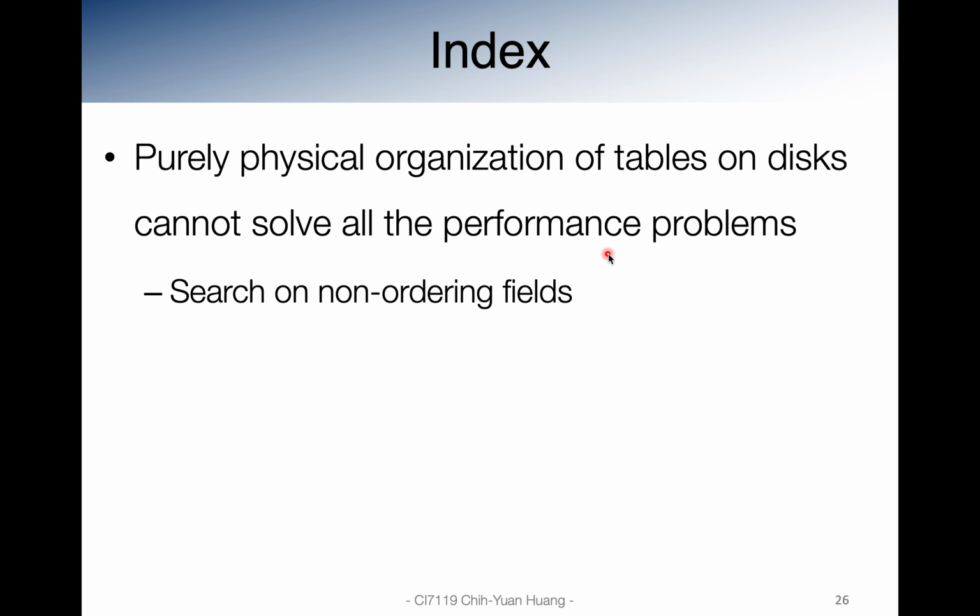Of course, it can solve a specific, or limited, type of query performance problem, if you can guarantee that all the queries you need are on specific attributes. Then you can order the records physically according to those fields. But if the user may want to query according to other attributes, then you still need to perform the linear search. That's why the traditional solution is not enough.